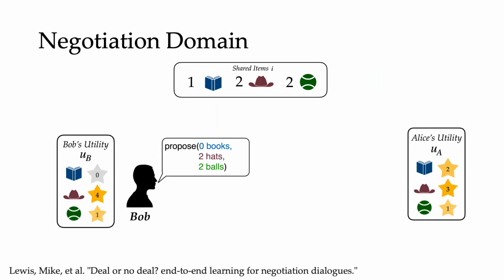And Bob here comes in and says, well, based on my utility, what I'm going to propose is I'm going to take 0 books, 2 hats, and 2 balls. And the question is, what should Alice do? So can I build an AI agent for Alice so that Alice can actually negotiate with Bob? Okay. What should I do? Any suggestions?